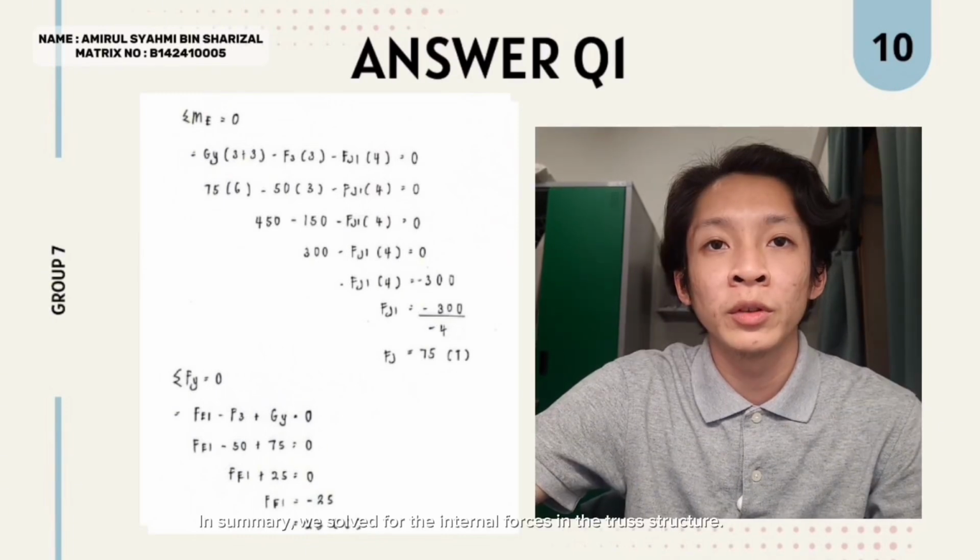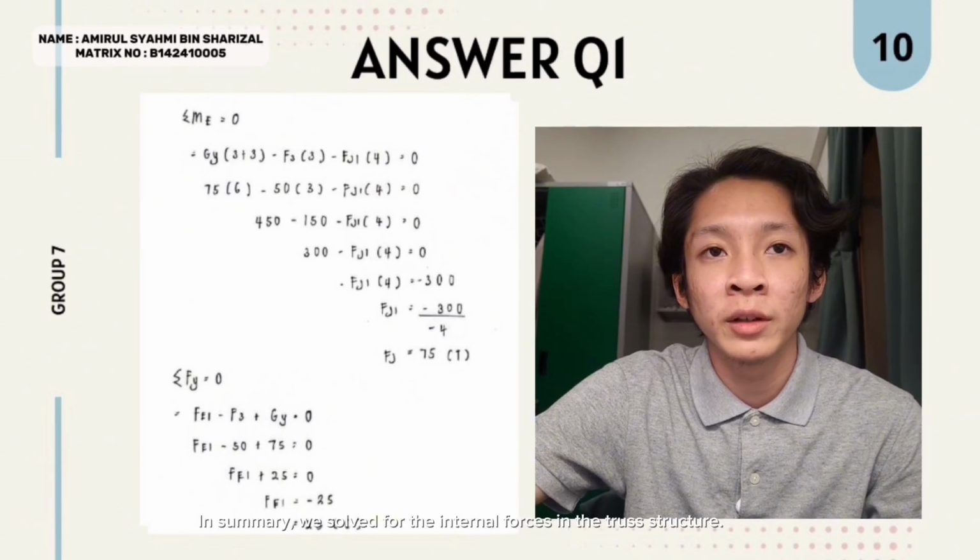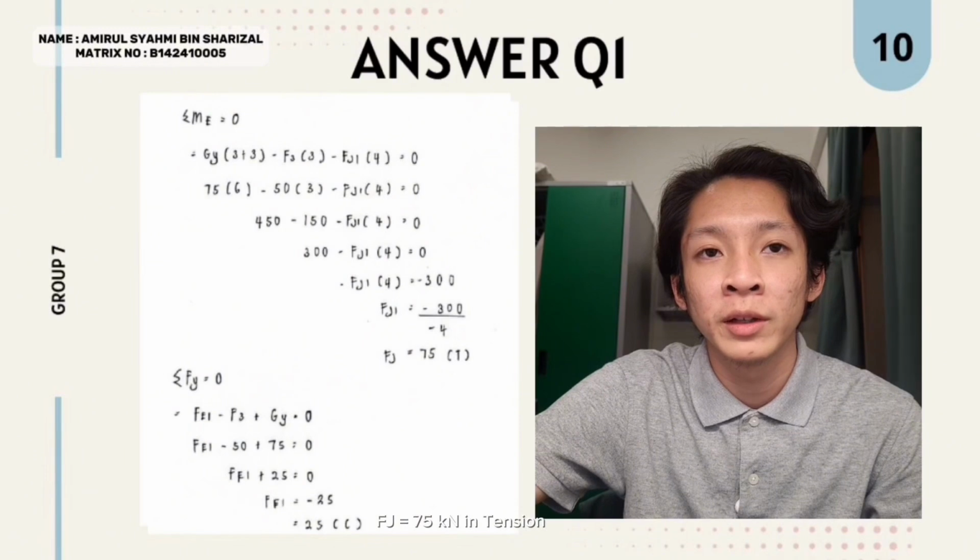In summary, we solved for the internal forces in the truss structure. Our key findings are FJ equal to 75 kilonewton in tension, FEI equal to 25 kilonewton in compression.